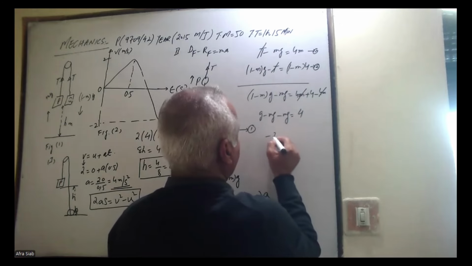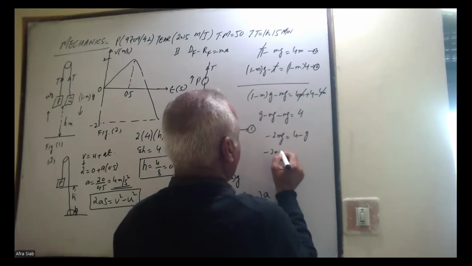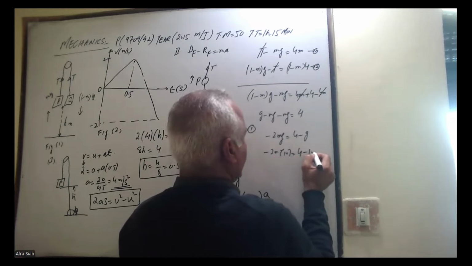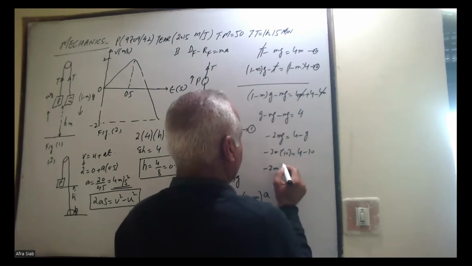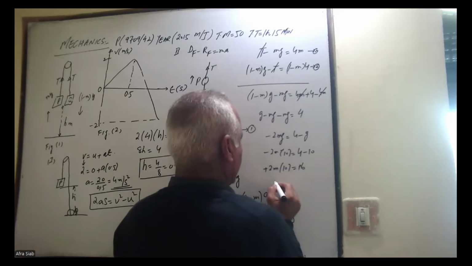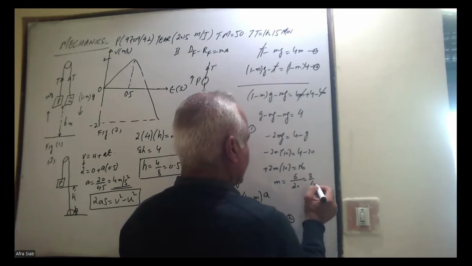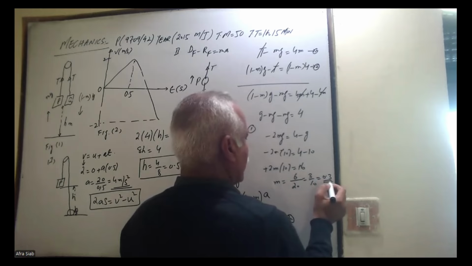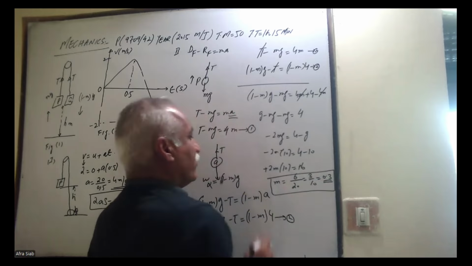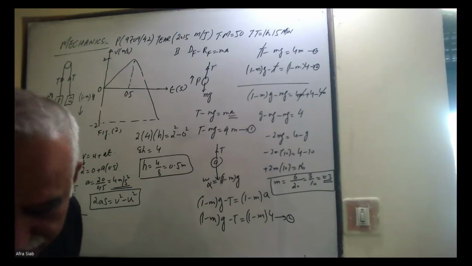So minus 2mg is equal to 4 minus g, or minus 2m, where the g value is 10, is equal to 4 minus 10. So minus 2m into g, which is 10, that is 6. So m is equal to 6 over 20, or that is 3 over 10, and that value is equal to 0.3. So this is the value of m. We have calculated it in this part. So if m is 0.3, then we are going to find out the tension T.